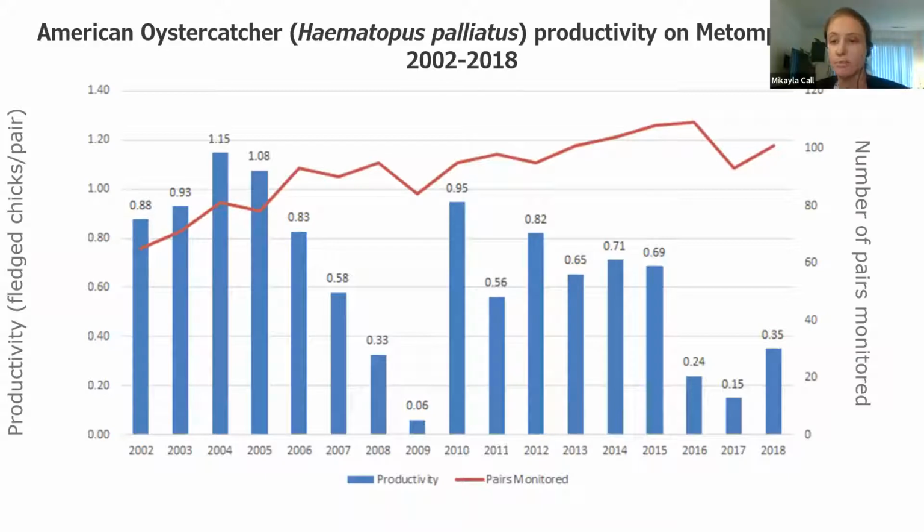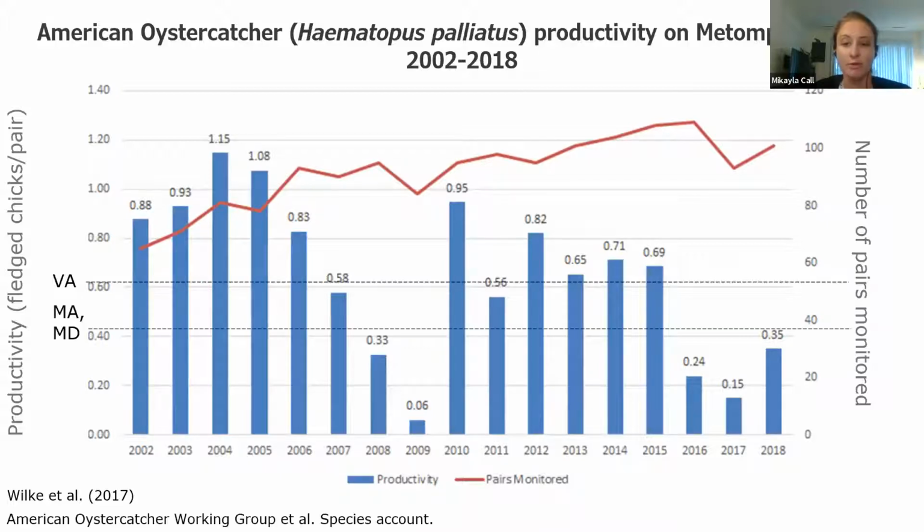the island. Productivity on the island is often greater than the average productivity for the entire Virginia Barrier Island system, which most recently has been reported as 0.61 fledged chicks per pair. It's also high relative to other locations on the Atlantic coast. For example, best available productivity estimates in the species account for oystercatchers is 0.45 fledged chicks per pair in Massachusetts and Maryland, and 0.32 fledged chicks per pair in North Carolina.